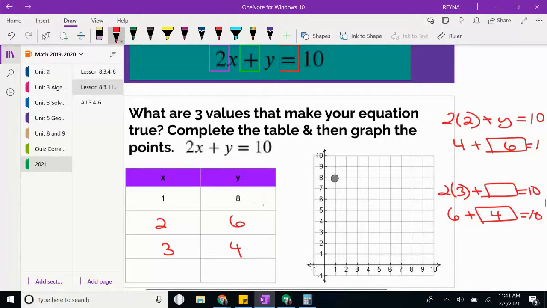So we see a pattern. It goes 8, 6, 4. What do you think the next number is going to be? It would be 2.